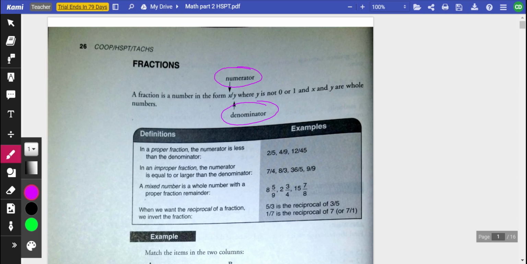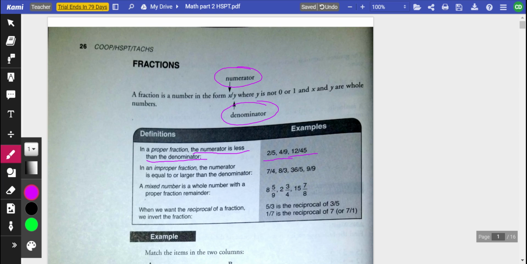So let's move on to definitions. In a proper fraction, the numerator is always less than the denominator. We know these. These are our old school fractions from 4th grade, where we have 2 over 5, 4 over 9, 1 over 4, good stuff like that. 2/3. Here you have 12 over 45. So it's always where the top number or the numerator is less than the denominator.